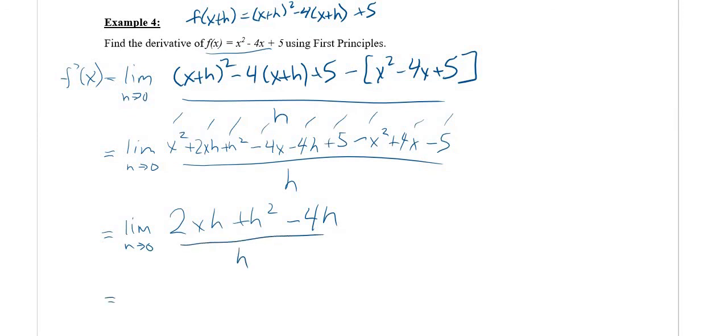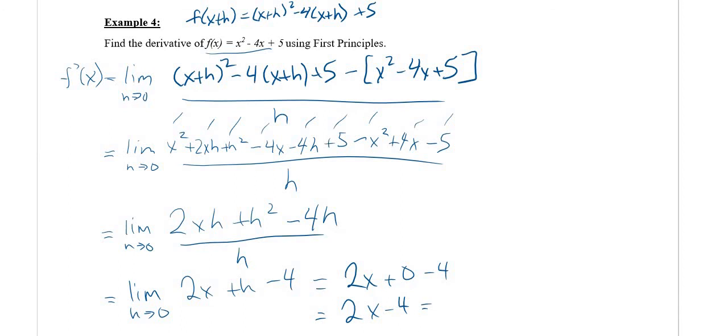And hey, would you look at that? Everything in the top of our fraction has an h with it, so we can divide out the h. So that's going to be 2x plus h minus 4. And now we just sub in that 0 for h, because that's a part of our limit definition. And we're going to say 2x plus 0 minus 4, or 2x minus 4, is equal to f prime of x.